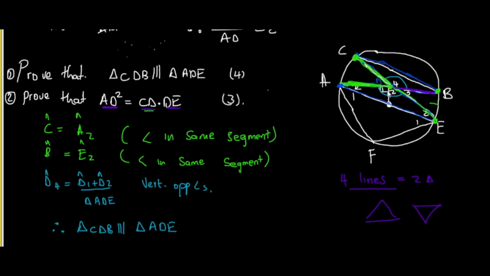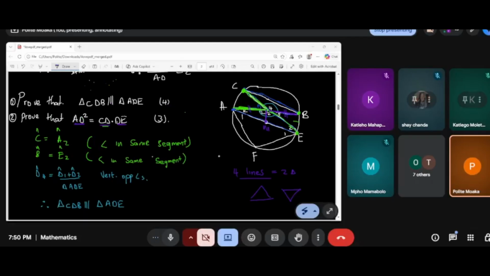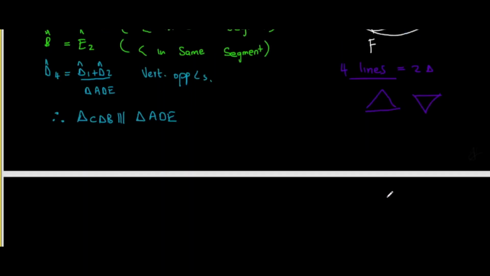I'll explain why they are equal. The reason I'm saying they are equal is because of that line drawn from center M. It bisects the chord. So this is equal to that. I hope you guys can see that. Can you guys see that? AD is equal to DB. Reason: the line drawn from center bisects the chord. So if I have a center like this, and then I have a chord, the line drawn from center bisects the chord. So this is what I'm trying to show you.